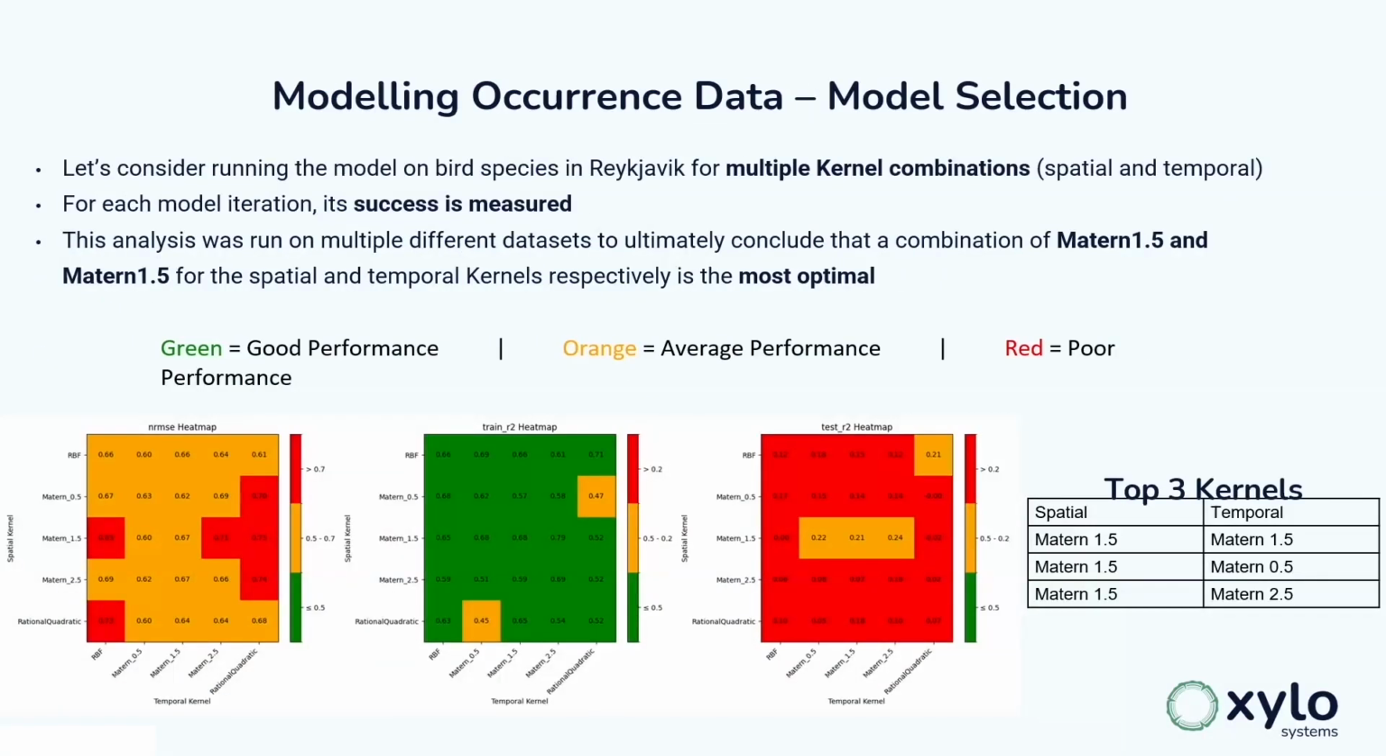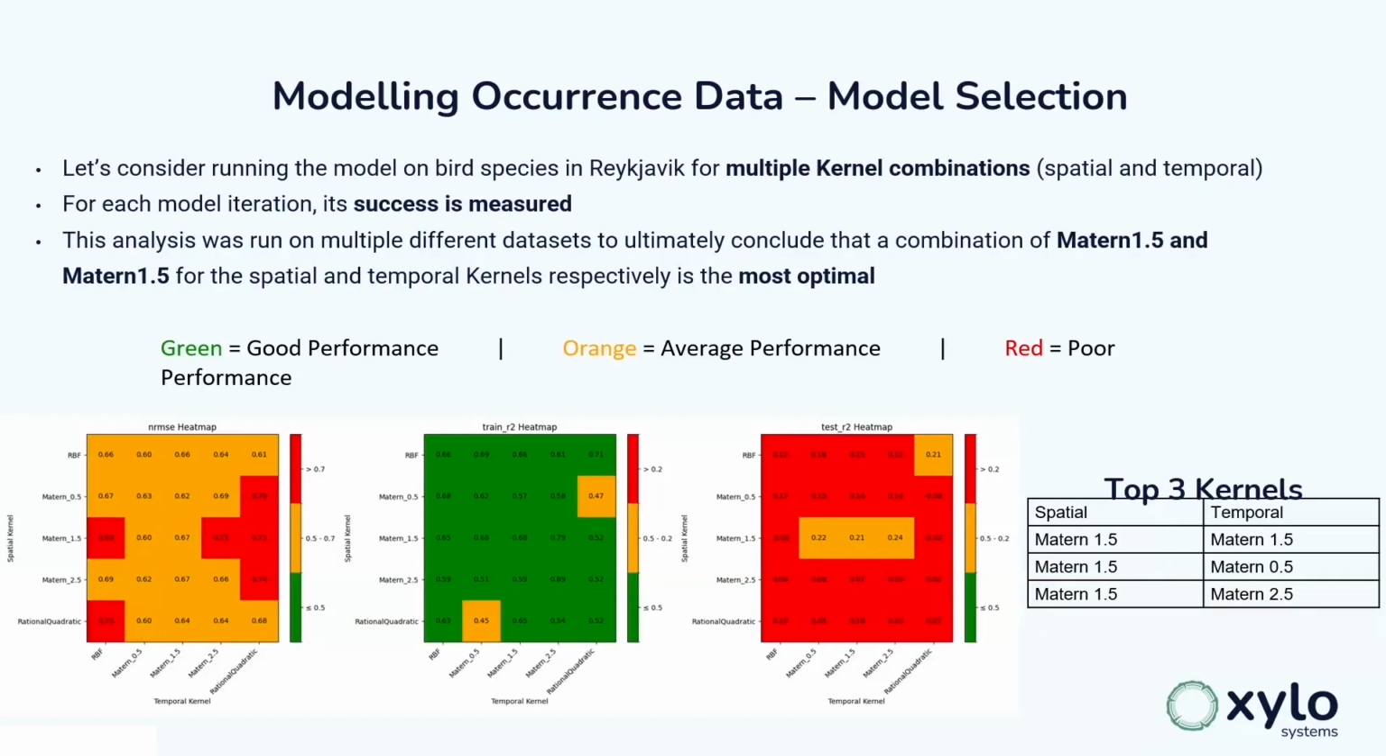So here is a run through of some tests on different kernel functions. On the vertical axis of each of these graphs is the spatial kernel. The horizontal axis is the temporal kernel, and these are all the different combinations of those. Basically, to summarize this, green means good, orange means okay, red means bad.